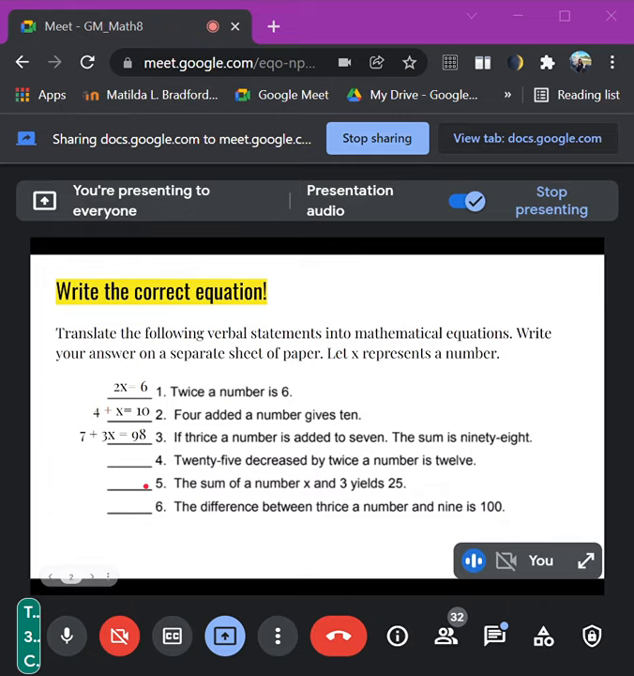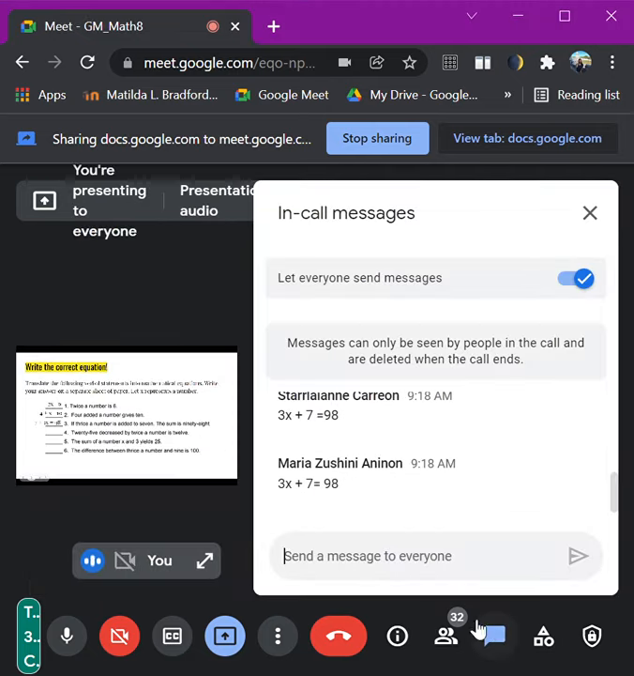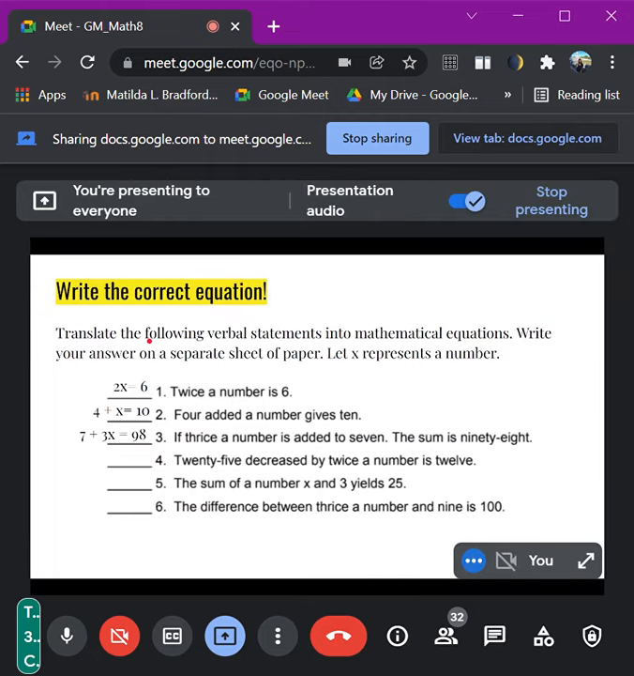Okay, so here class, it says added to 7. Meaning to say, 7 comes first. Diba? Because it says added to 7. We were not told here that it is added by 7. If it says by 7, that is 3x plus 7. And then here, since it is added to 7, we have 7 plus 3x is equals to 98. But don't worry, class. As long as it is addition or multiplication, that is okay.